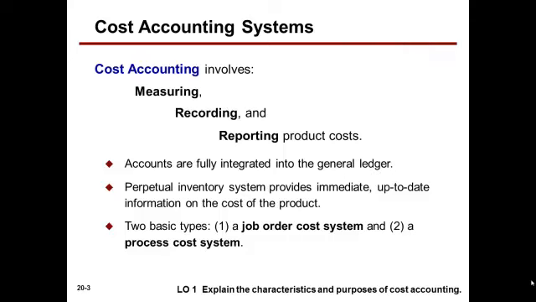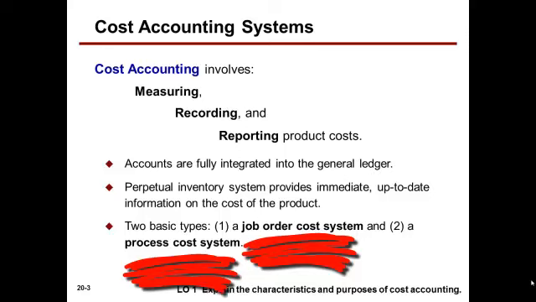First, what does cost accounting involve? The measuring, recording, and reporting of product costs. Costs that are fully integrated into the general ledger. Perpetual inventory systems provide immediate information on the cost of the product. Two basic types of cost systems, the job order cost system and a process cost system.